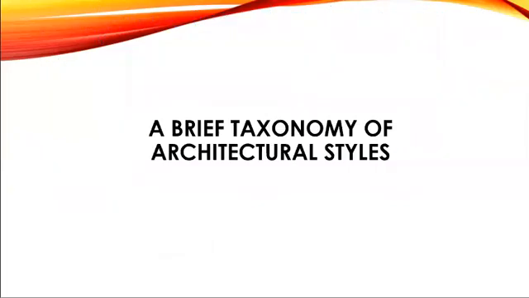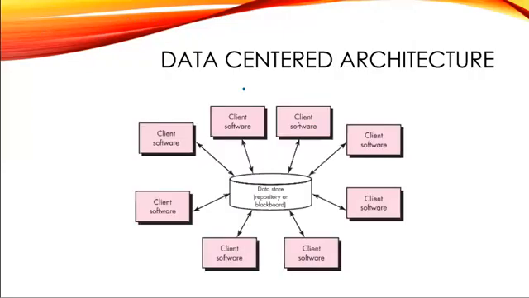Now, coming to the brief taxonomy of architectural styles, you're going to study different patterns here, or you can say the different types of architectural styles that are used. The first one is called the data-centered architecture. As the name says, data is placed at the center within the architecture. Here you can see the data, this is your database. This database can be either a repository or a blackboard.